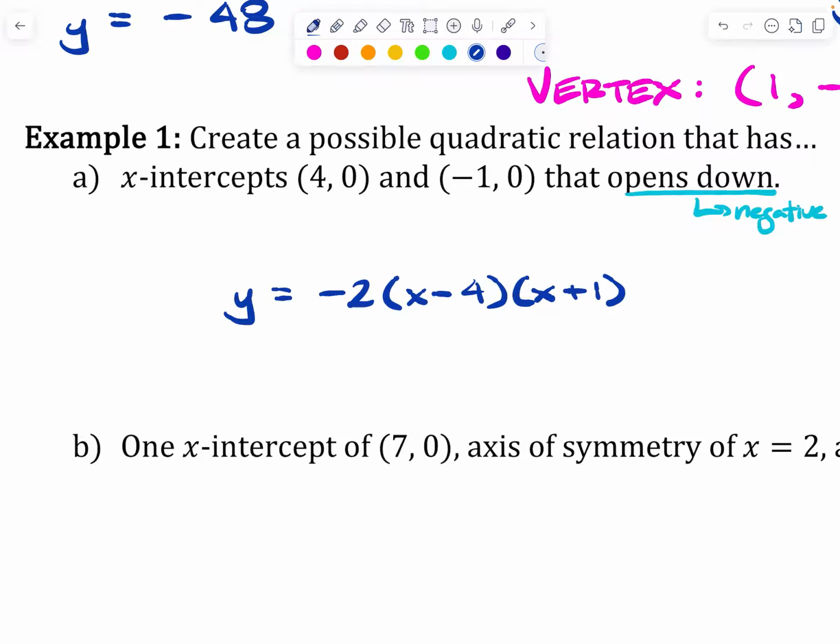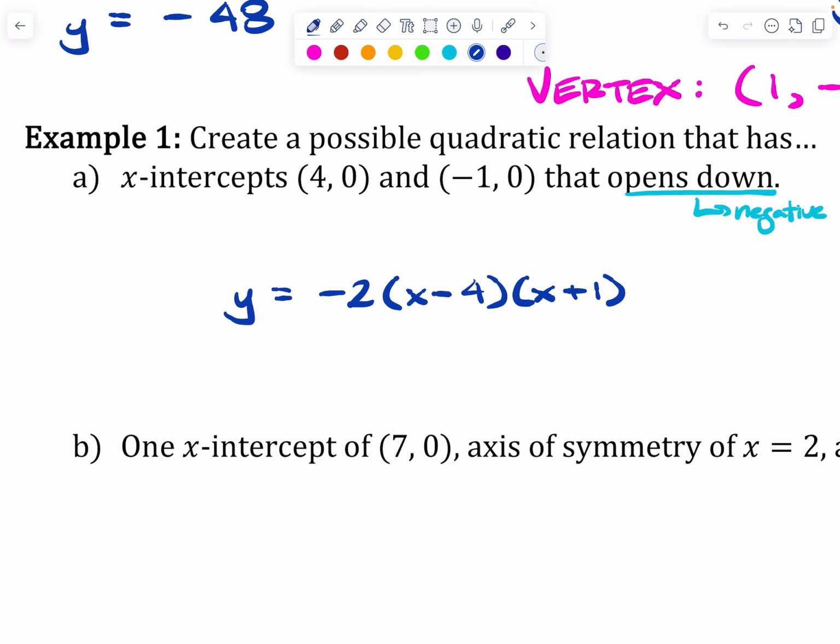I dare you to try the next one. See what info you can get. Just one x-intercept is given, and we know the axis of symmetry. Try figuring that out. See what other information you can get. Pause this video, and then resume in like a solid 5 minutes. All right, good pausing. Welcome back.